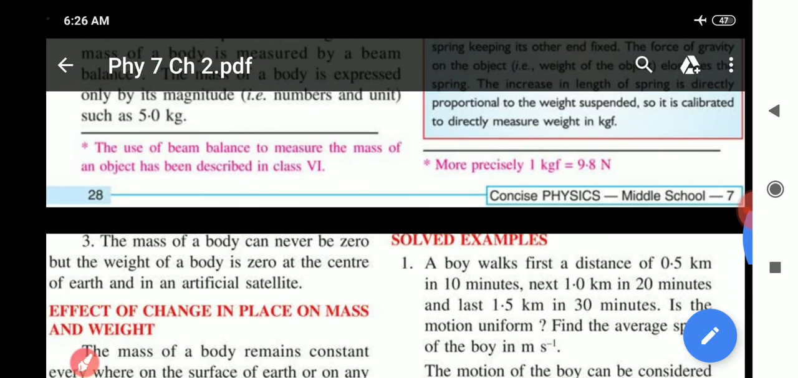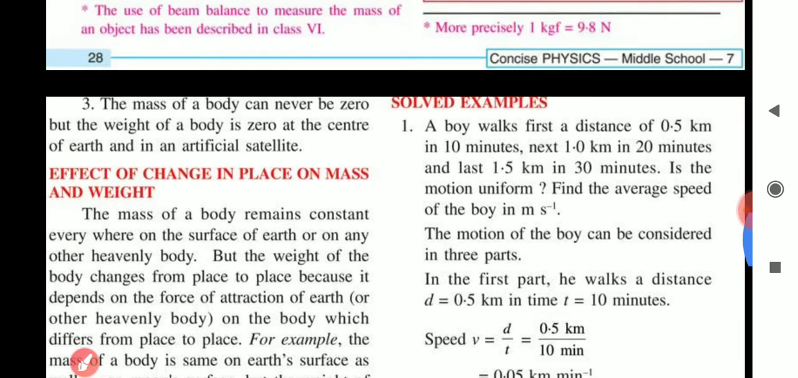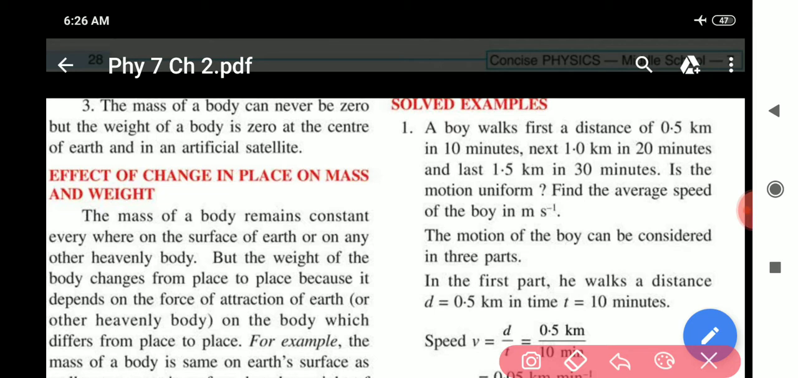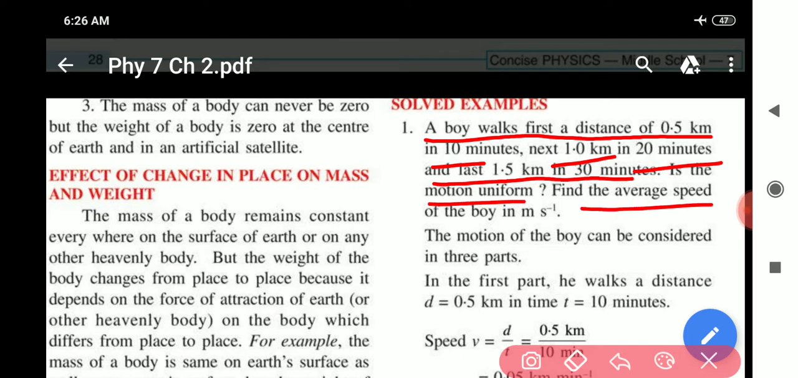Now here some solved examples are given that you have to read. First I am explaining one, and the other solved examples you have to read and understand. A boy walks first a distance of 0.5 km in 10 minutes, then 1 km in 20 minutes, and the last 1.5 km in 30 minutes in uniform motion. Find the average speed of the boy in meter per second.